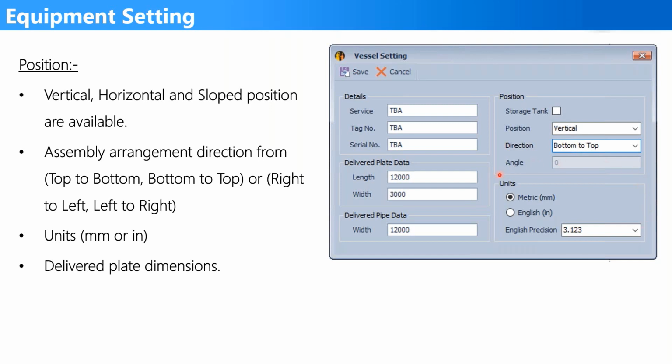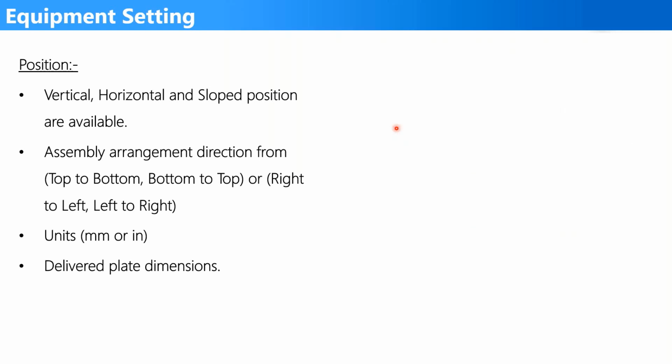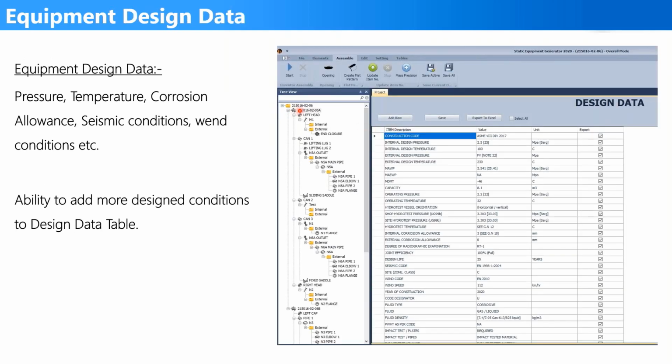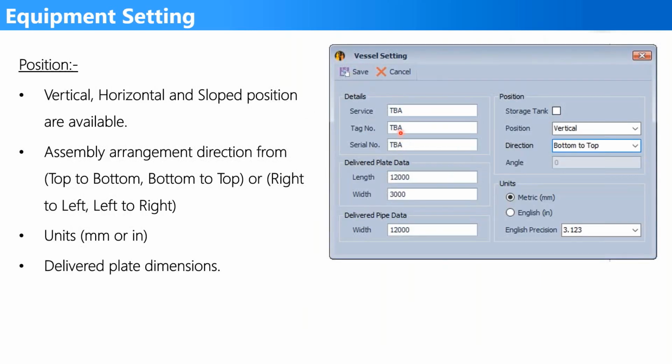Here on the units, you will select the suitable units in your project, whether millimeter or English units. Then the details of the equipment, like equipment service, equipment tag, and serial number. The equipment tag is the same as the vessel name on the tree. So if we come back to the first slide, the name here of the equipment is the vessel tag. So if you change the vessel tag, the name of this equipment will change here. That's the tag number.